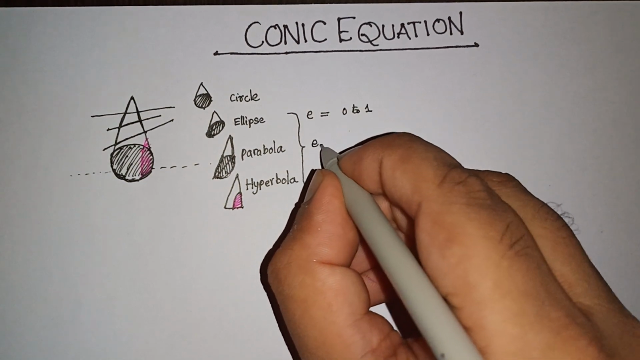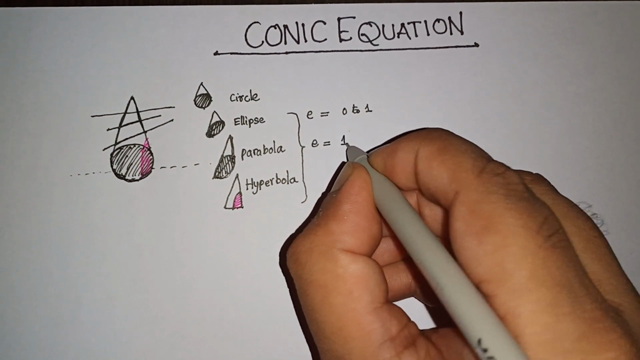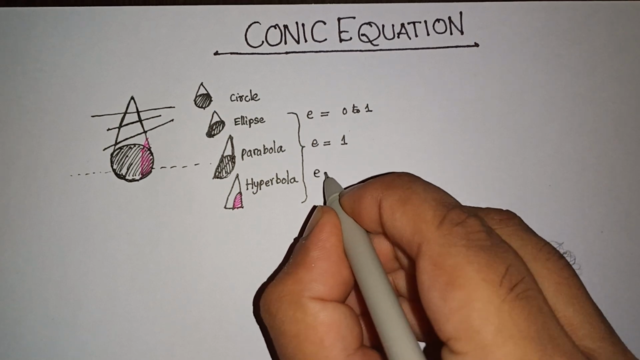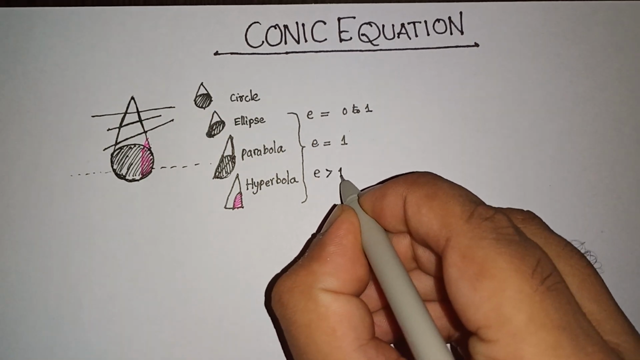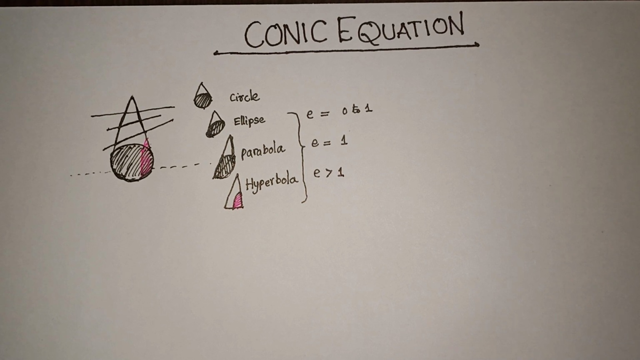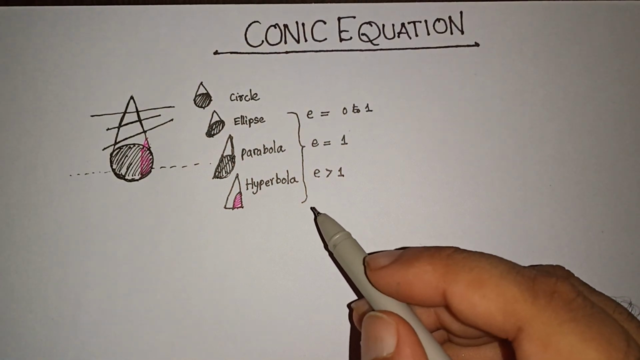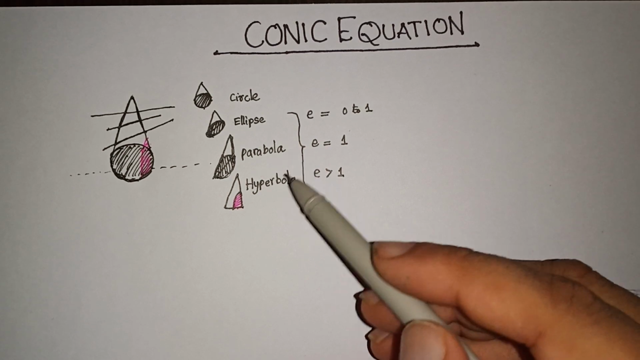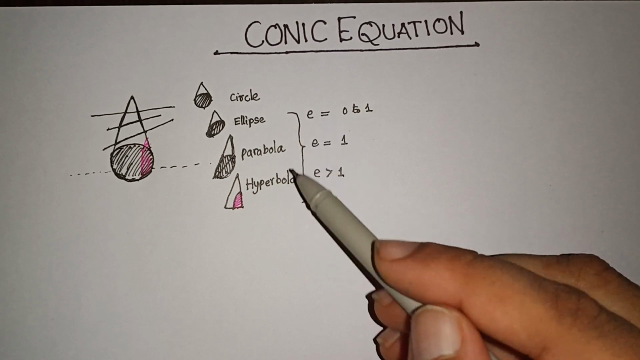For a parabola, your e value is going to be 1. For a hyperbola, it's simple, your e value is going to be greater than 1. Hope this is clear. And these things you have already learned in your primary classes or matriculation classes. So this you should keep in mind.